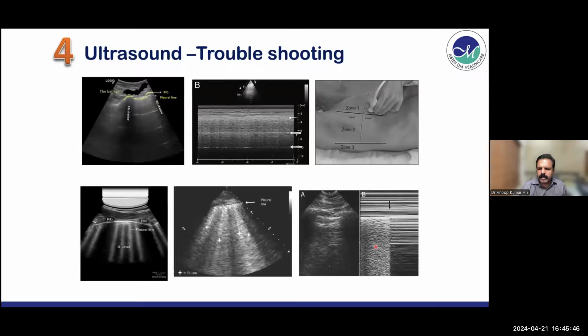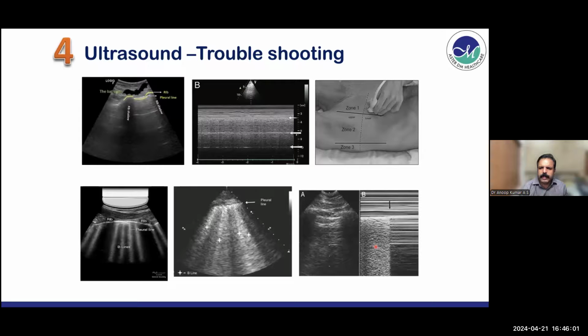Then the seashore pattern again will tell you whether there is a pneumothorax or not. But what I'm trying to say is, assessing the lung using ultrasound is also very, very important. And I missed one important thing in this slide.